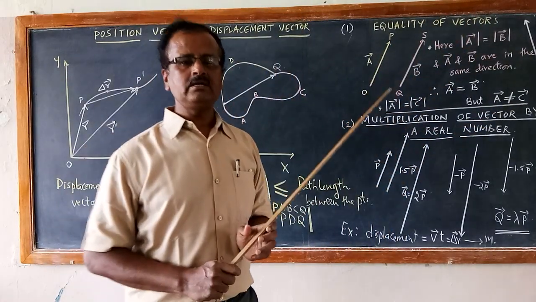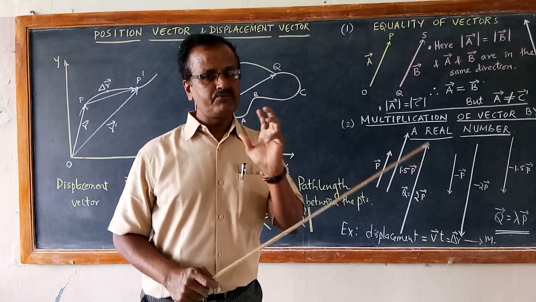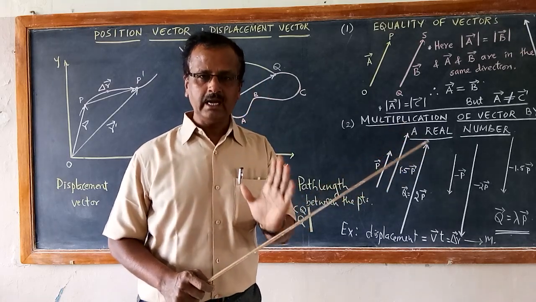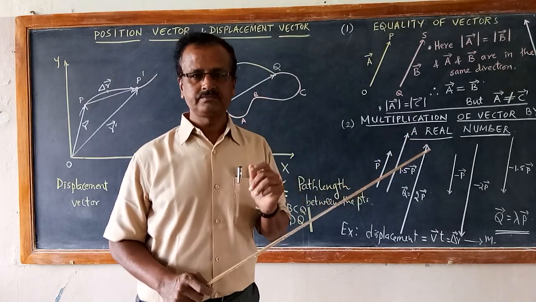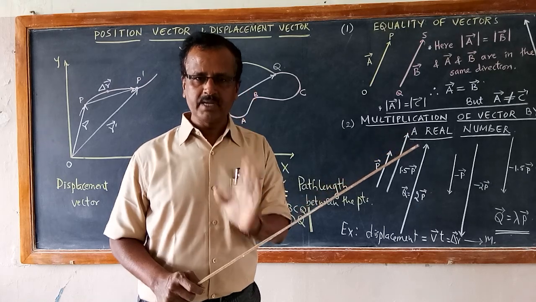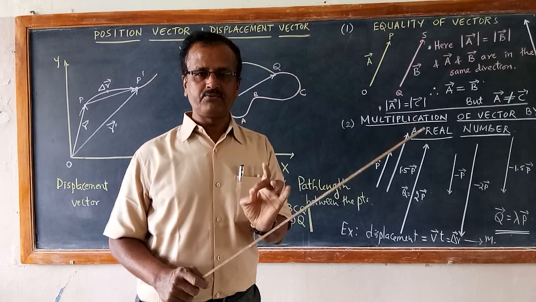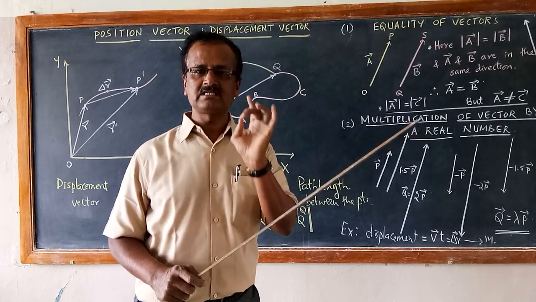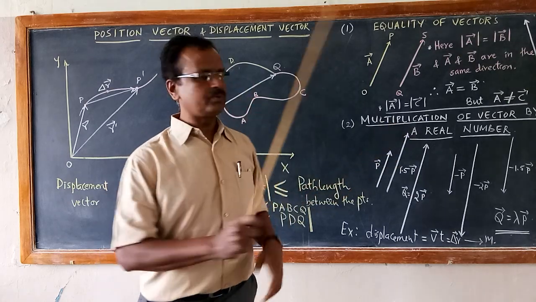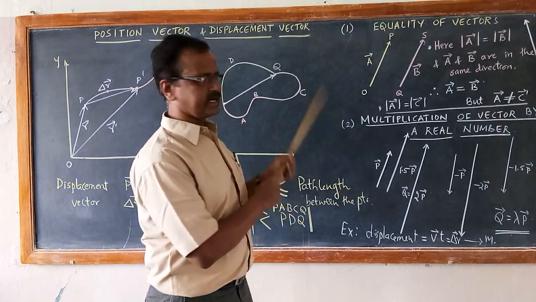Thus, we can generalize that two vectors are said to be equal if and only if they have the same magnitude and the same direction. Once again, two vectors, vector A and vector B, are said to be equal vectors if and only if both have the same magnitude and both are in the same direction. Now let us see the second property of vectors.